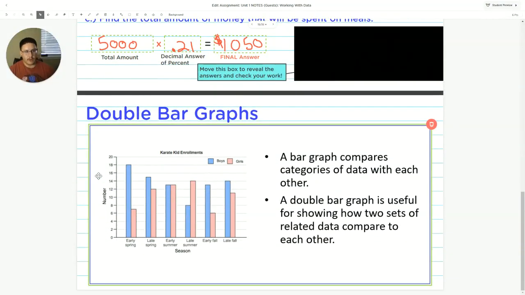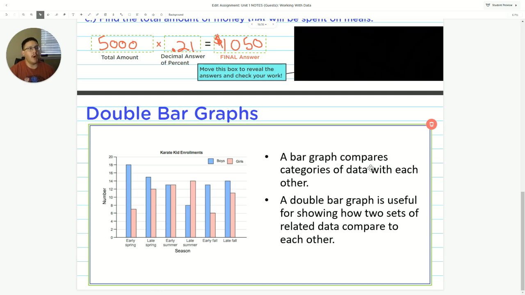Okay, another type of graph you're going to look at is called a double bar graph. It's where each subject has 2 bars on it that represent 2 different things. So in this case, you can see for Karate Kid enrollments, it's split up between boys and girls. Early spring, you have the boy signups in blue, and then you have the girl signups in red or pink. And then you can see that for early spring, early summer, etc., all the way throughout.